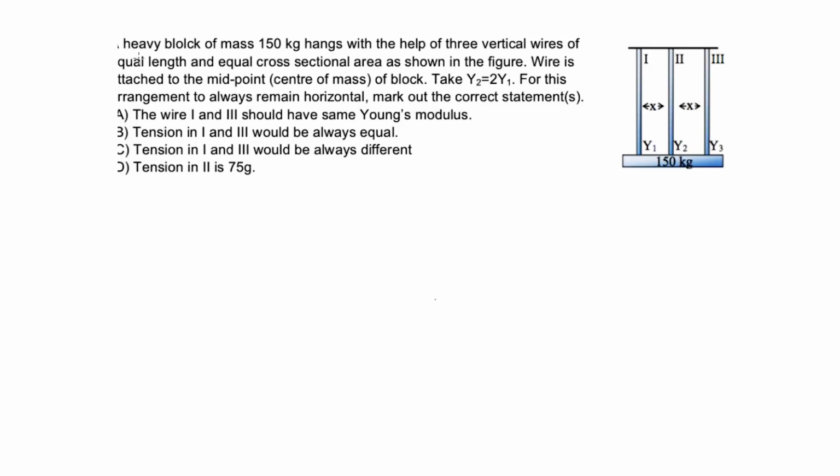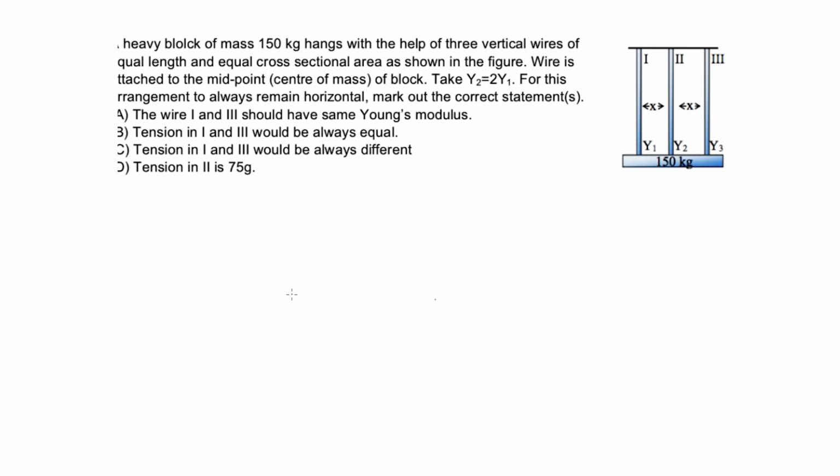Let's discuss this one. A heavy block of mass 150 kg hangs with the help of three vertical wires of equal length and equal cross-section area. Each wire is attached to the midpoint of the block. Take Y2 equal to 2Y1. For this arrangement, the block always remains horizontal. Find out the correct statements.